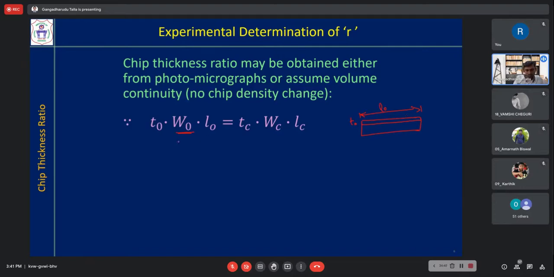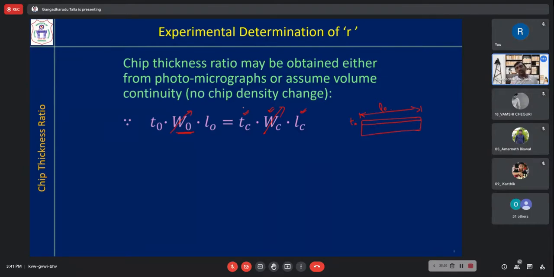Okay. So you know the volume of the material before it is removed, and it is equal to the volume of the material that is removed. So what is the volume of the material that is removed? TC is the thickness of the chip, WC is the width of the chip, LC is the length of the chip. Length is reducing and thickness is increasing in the ideal orthogonal process. And WO and WC are almost the same. There is no change in the width.